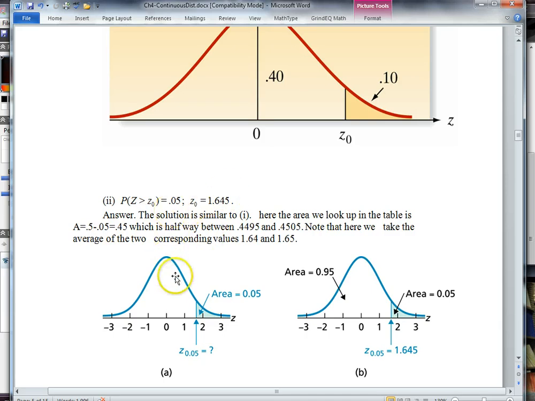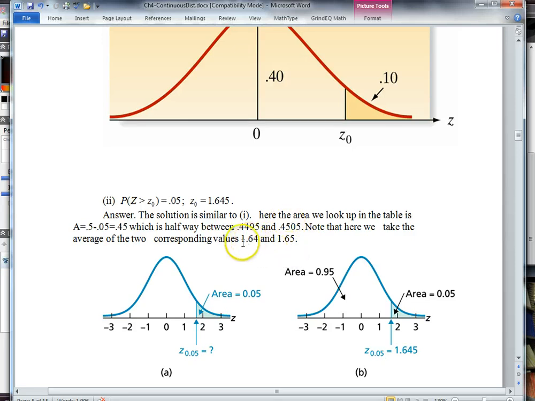If I want the area in the upper tail to be 0.05, that means this area would be 0.45, but 0.45 is not in the table. If you look at the table, you're going to find these two values, and if you look at these two values, they are equally distanced from 0.05. So I find the z sub 0.05 that corresponds to this one. I get 1.64, this one 1.65.